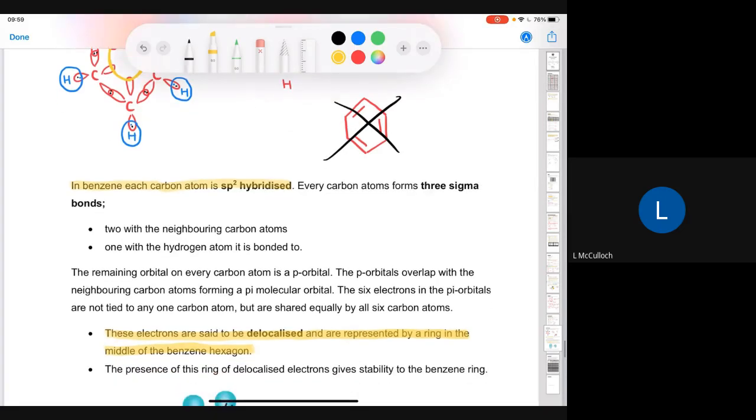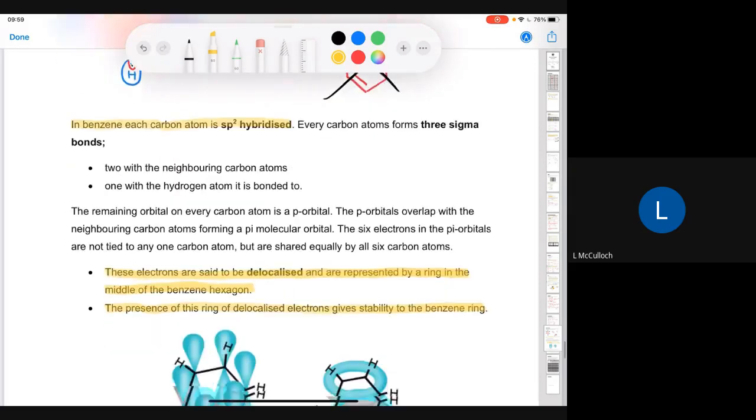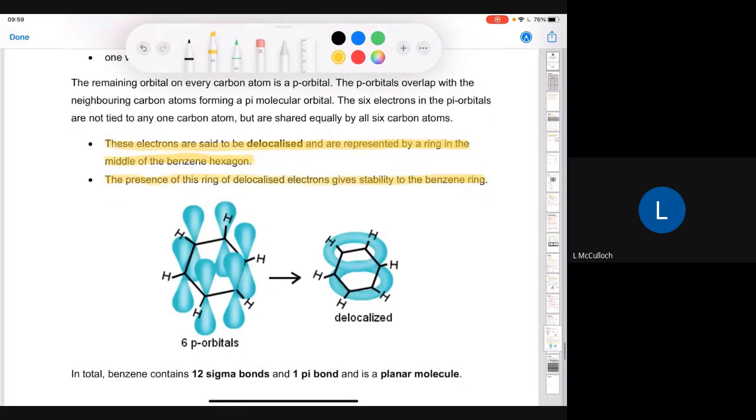Okay, and it's the presence of this ring of delocalized electrons that gives stability to the benzene ring. So if you're asked what gives a benzene ring its stability, the answer is the ring of delocalized electrons. Okay, so what we've got here is just another little example, showing maybe a slightly better representation of what the electrons look like in that kind of p molecular orbital.